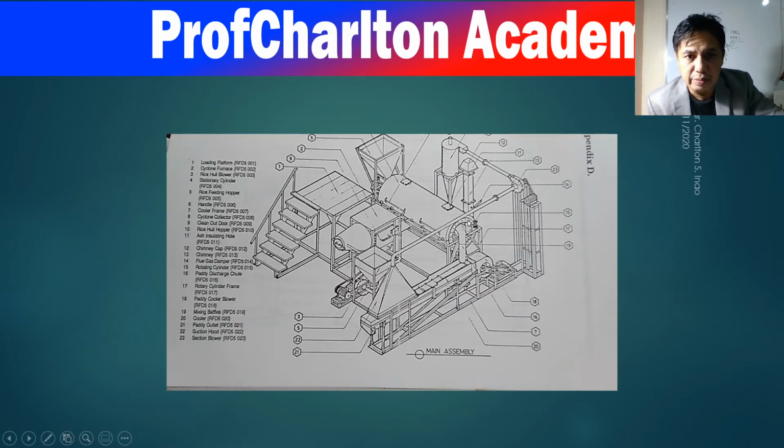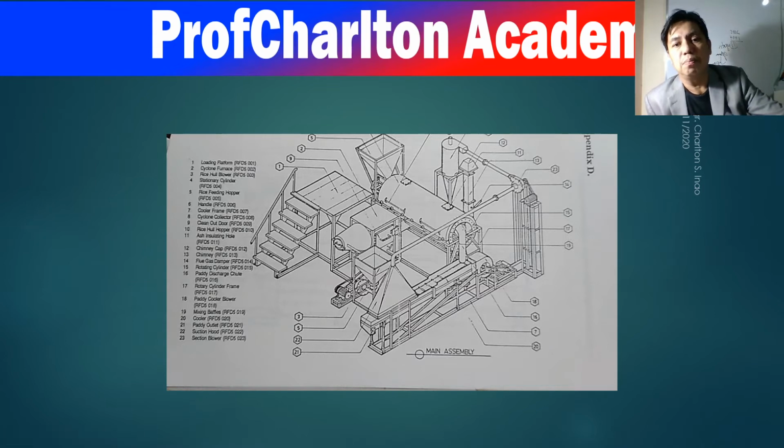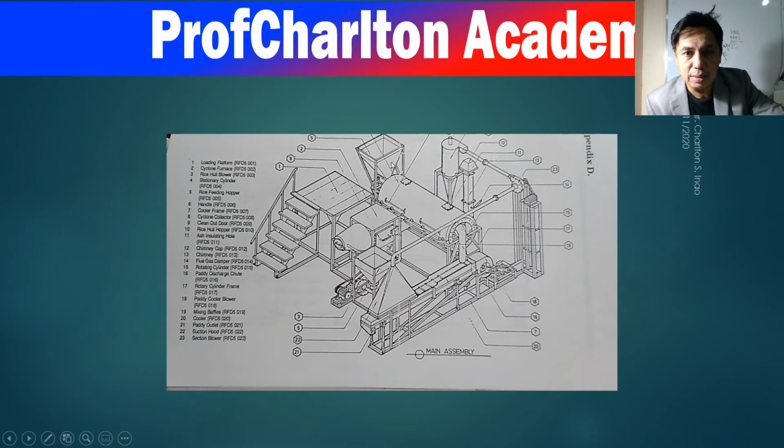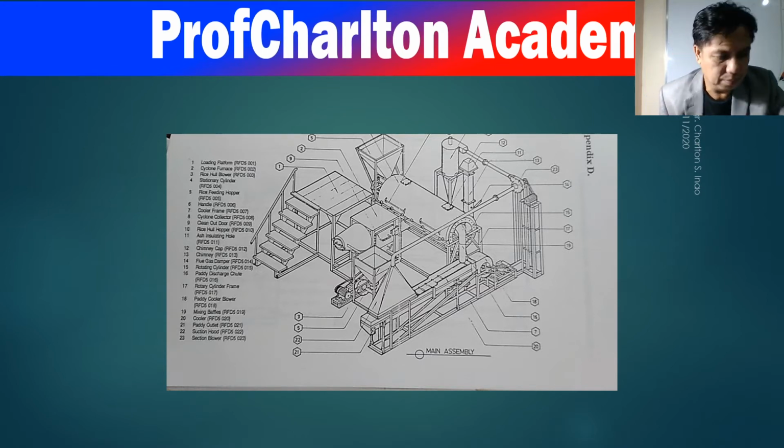Yeah, there's stationary and there's a fixed drum. So you put the feed, and then when it goes out, it becomes the product with a lesser moisture content. Here is the wet feed. Then here is the lesser moisture content product.